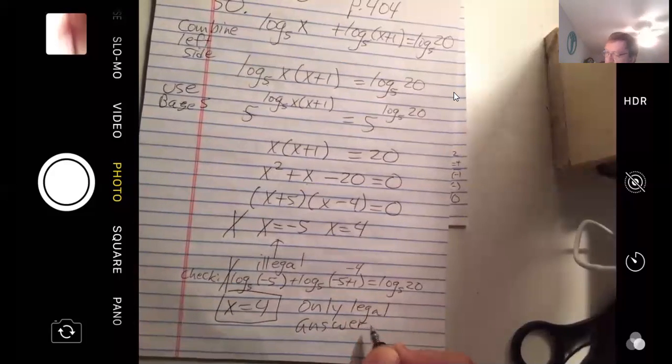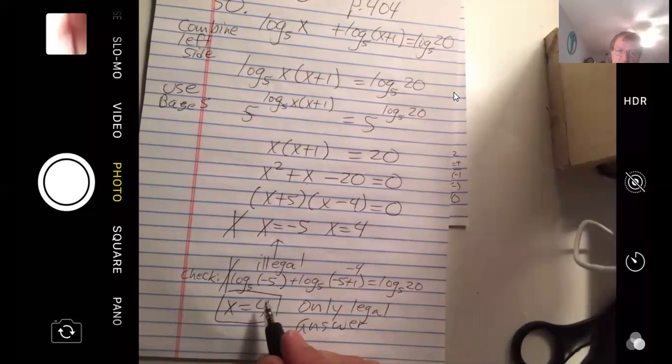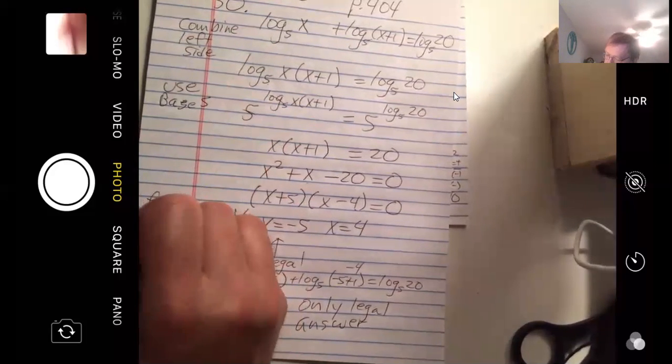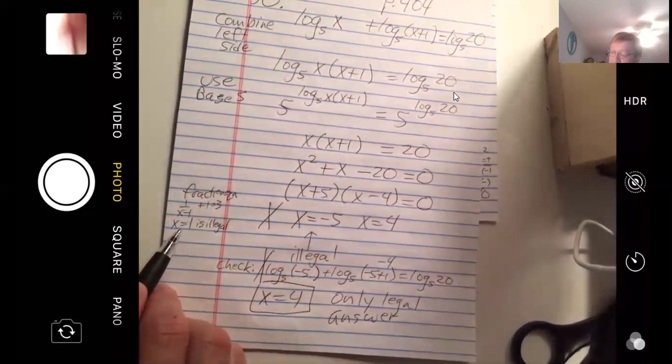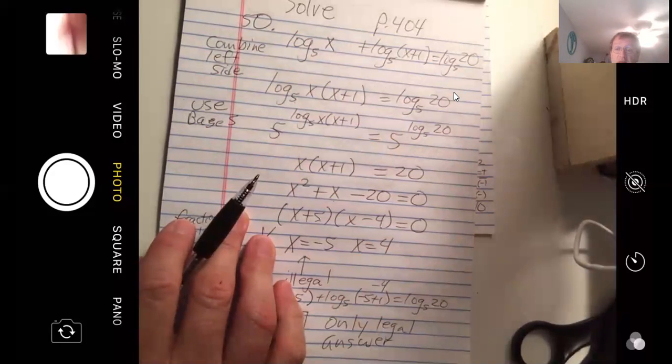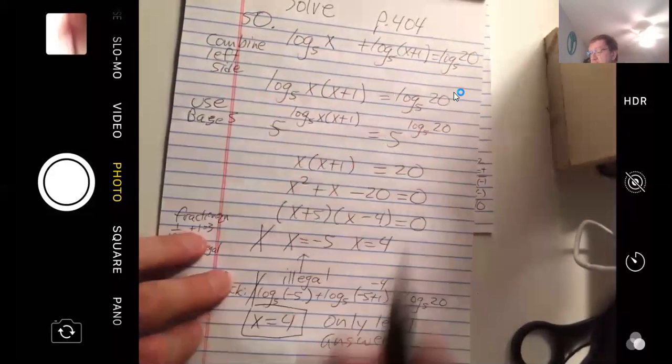You cannot spot these illegal answers at the beginning like you can with fraction equations. Like if you had a fraction equation, 1 over x minus 1 plus 1 equals 3 or something, x equals 1 is illegal. If it ever came up, you'd be dividing by 0. So on fraction equations, you can spot the illegal number right at the beginning, but not true on these log equations. No way to spot it. You've got to work them out and then check the answers and see if they give you illegal numbers or an illegal answer.